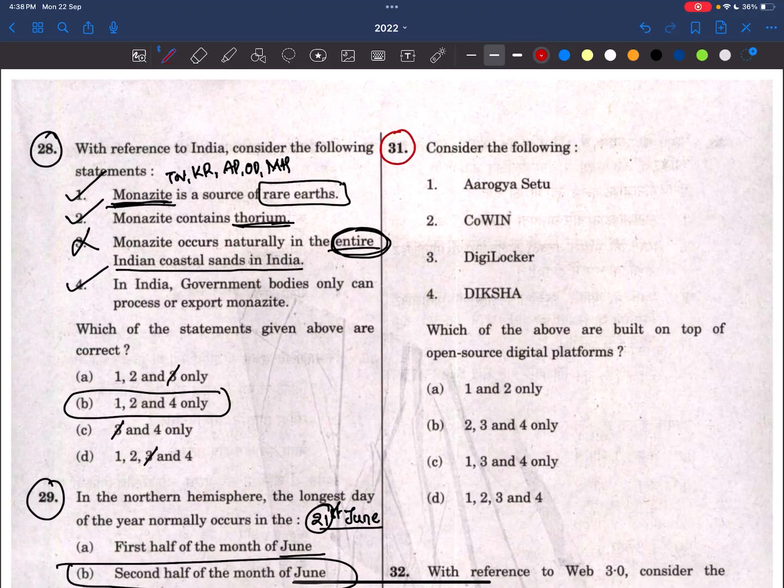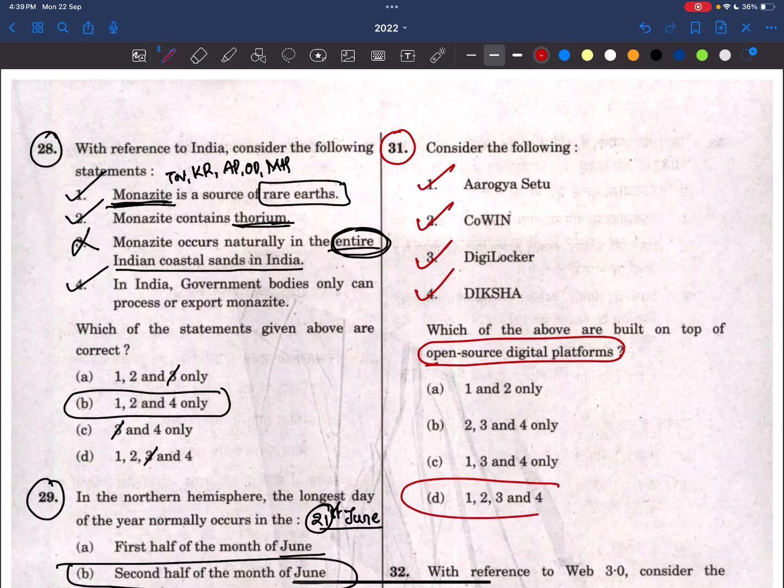Arogya Setu, CoWIN, DigiLocker, Diksha. Which of the above are built on top of open source digital platforms? See, friends, all these apps we use on Android only, right? Android is an open source digital platform. That means all of these are built on open source digital platforms only.